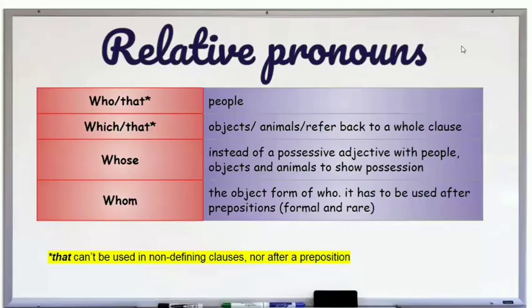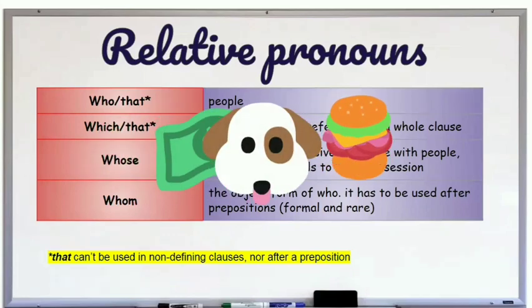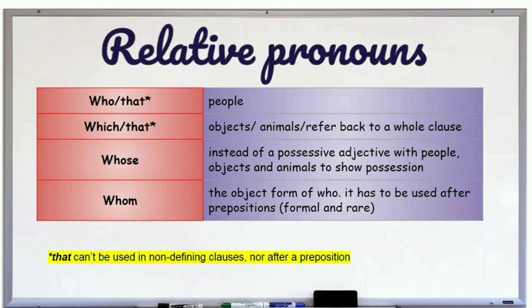Well, now let's concentrate on relative pronouns. As we saw previously, who or that are used to refer to people. Which or that are used to refer to objects, animals, or maybe I can use it or them to refer back to a whole clause. And let's see some examples.